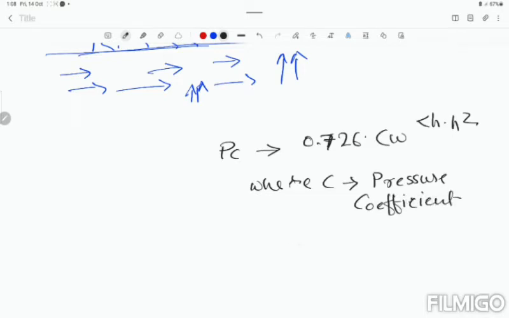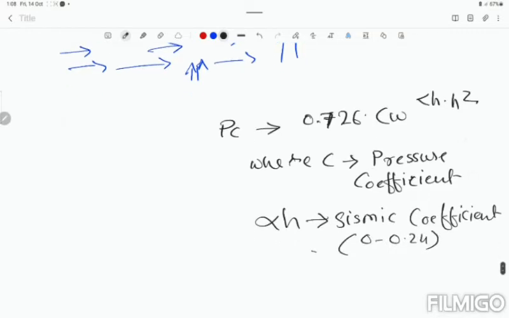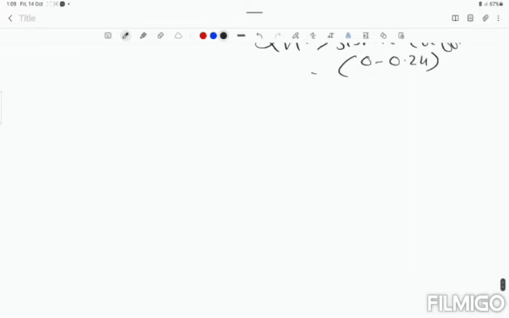Okay, and alpha H is equal to seismic coefficient. Then its value will be varied. Seismic coefficient value will be varied from 0 to 0.24, and the value of pressure coefficient will be varied from 0 to 0.75. Okay, so those are the mathematical expressions for seismic forces.